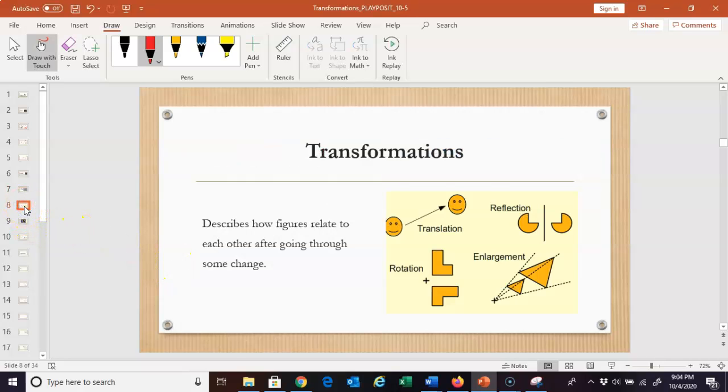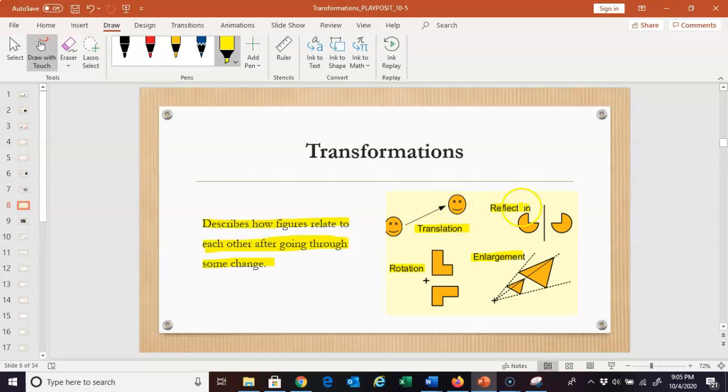There are a few different kinds of transformations, and this is where you're going to start taking your notes. Transformations describe how figures relate to each other after going through some kind of change. And these are the changes that they can go through. There can be a translation, a reflection, rotation, or an enlargement. So a translation, and we're going to talk about these a lot more on the next pages, but you can see in this diagram, you're just taking the shape and moving it up, down, left, right, typically.